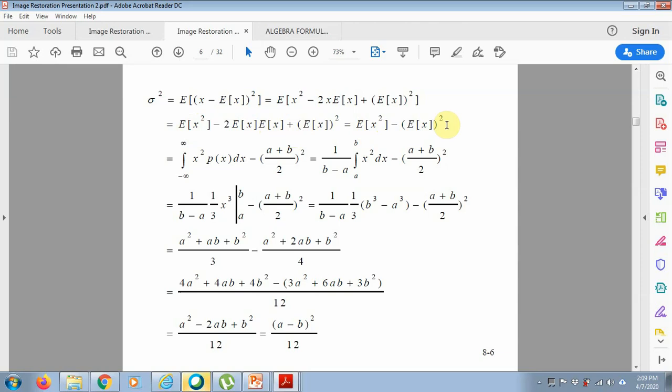Okay, now you know the expected value of x, already you have calculated. So I will actually solve the problem for this.